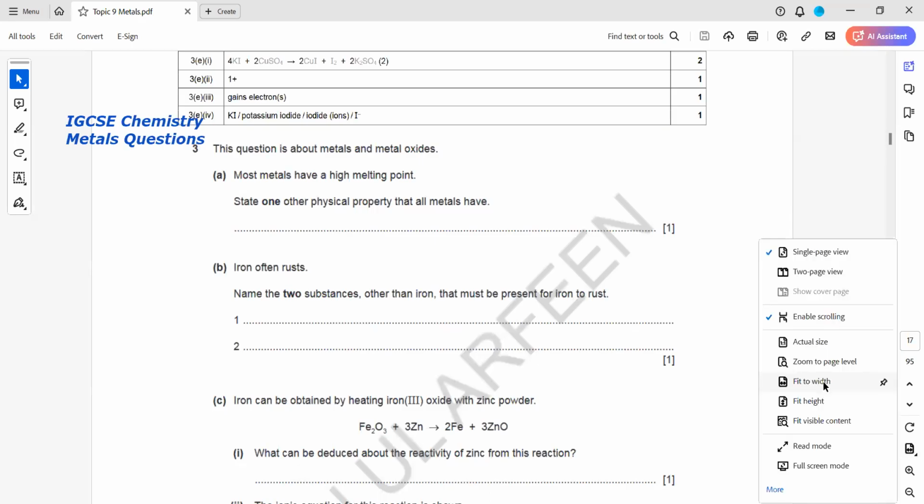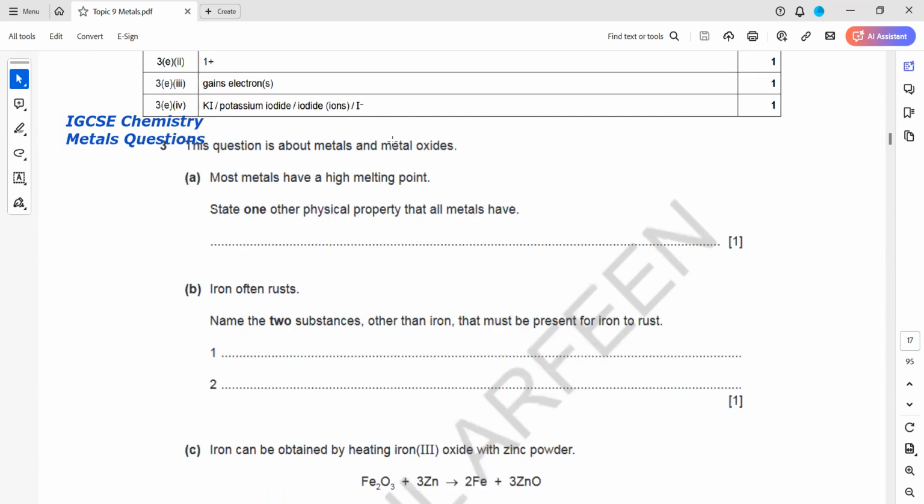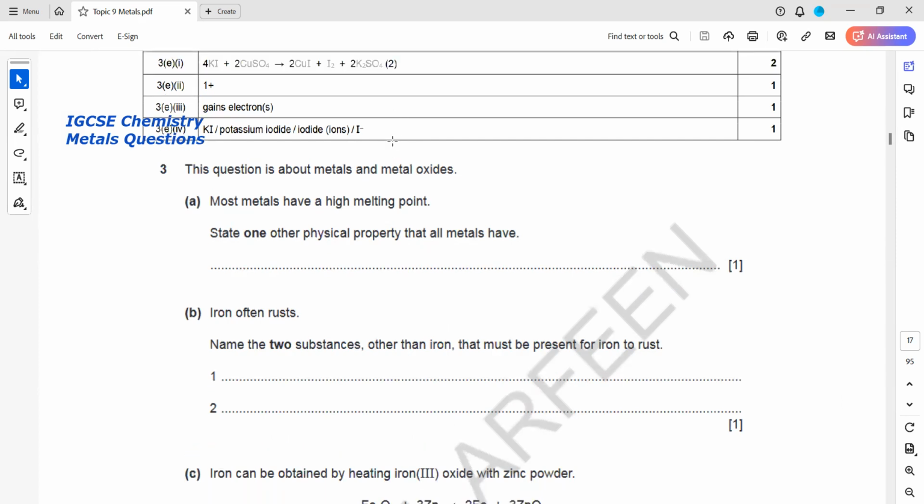So this paper has questions which are related to metals. This question is about the metal and the metal oxide. You can annotate on the screen. You can use the chat as well to answer.